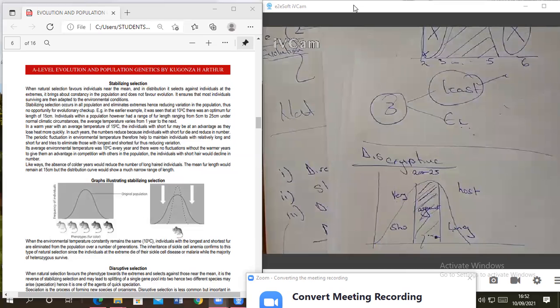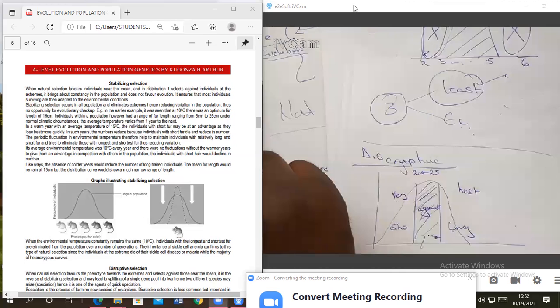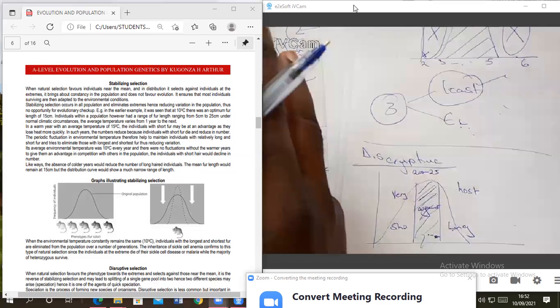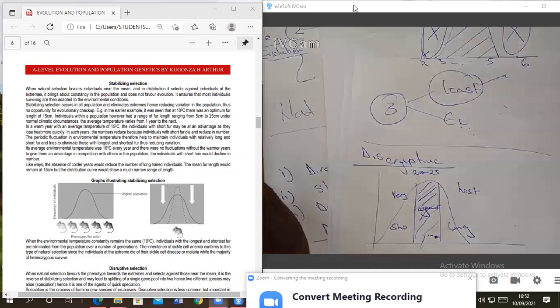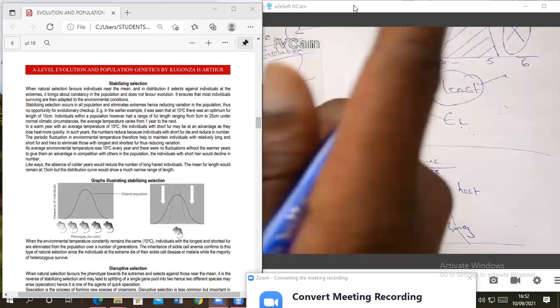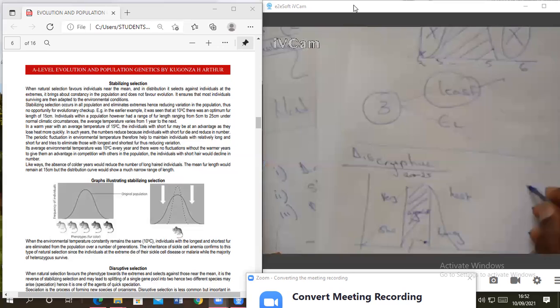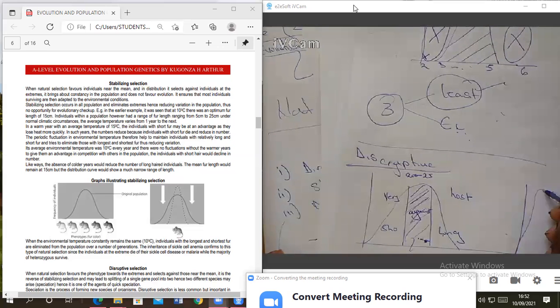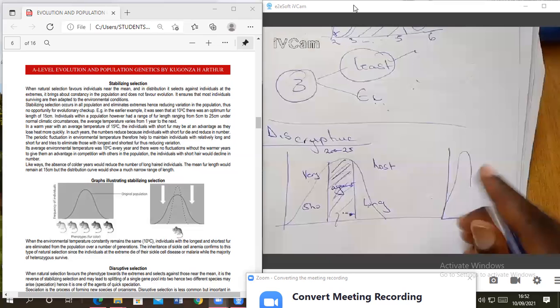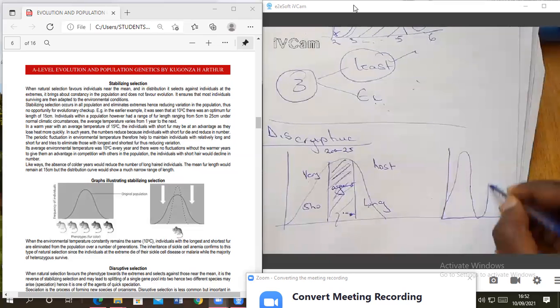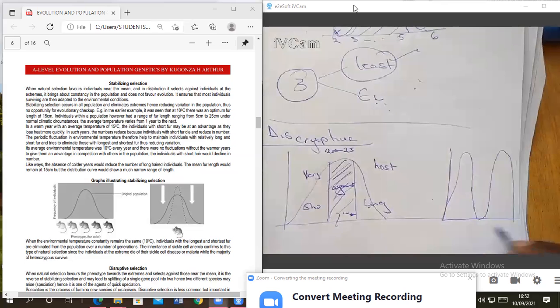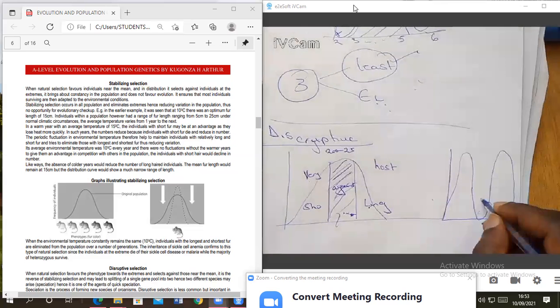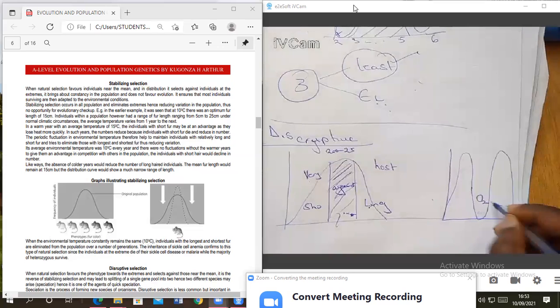It means when it goes to hot, the long ones will be selected against, the short ones will be selected for. When it goes to cold, the short ones will be selected against, the long ones will be selected for. At the end of it, after a long period of time, you'll find our graph like this, when we don't have any intermediates, when all intermediates have been selected against.